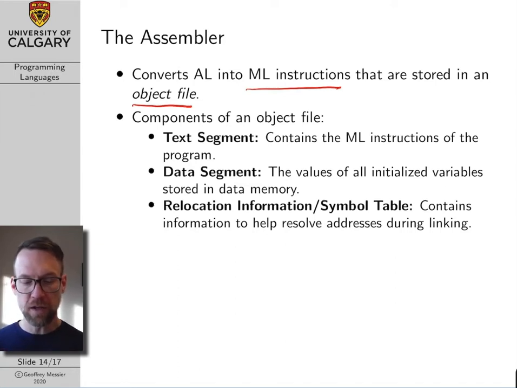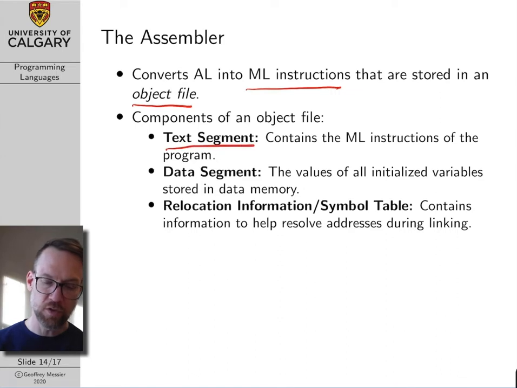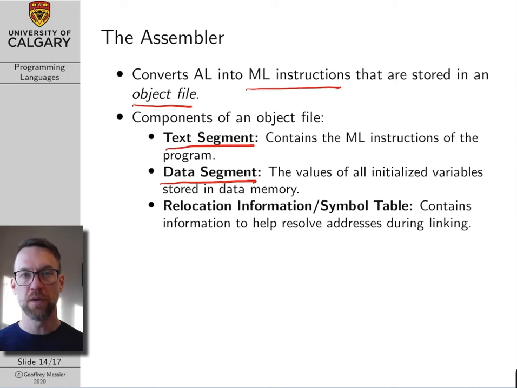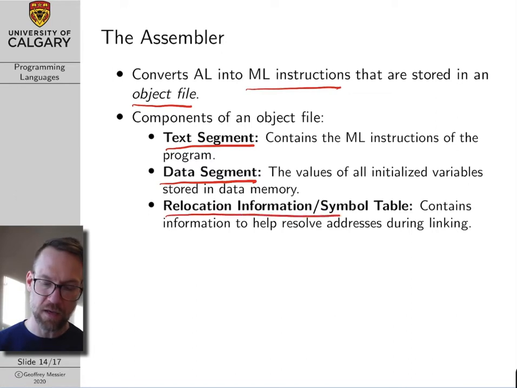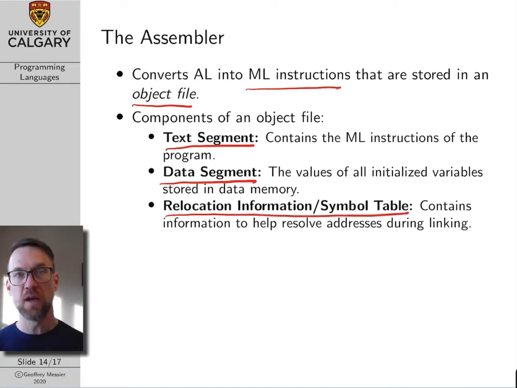And an object file can be divided into kind of three parts. There's what's known as the text segment, which contains the machine language instructions of the program. There's also something called a data segment that is used to initialize variables that are stored in memory on the microarchitecture. And then there's a third area that contains a bunch of information that helps with linking.